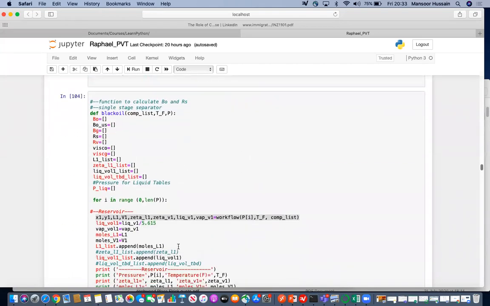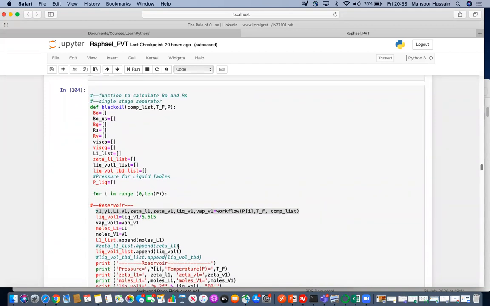Then this function is black hole. This is only to continuously flash the fluid at different pressures.